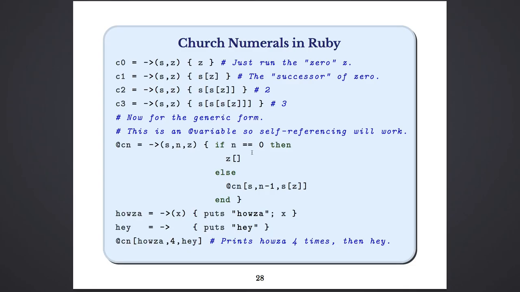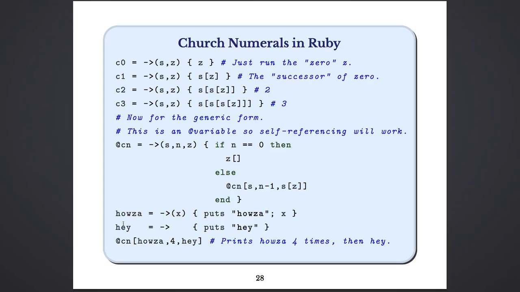So basically, if n is equal to zero, just do the zero function, which here I'm passing no arguments, I'm assuming it takes nothing. Otherwise, what do you do? Give it the successor function that you passed in, bring down one, bring down n, and then do the successor on the zero function forever.